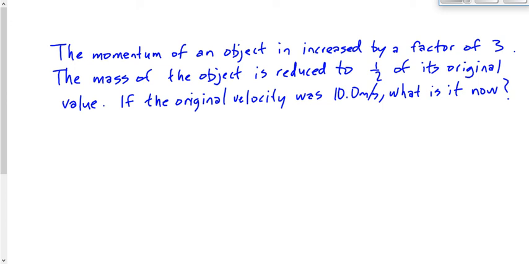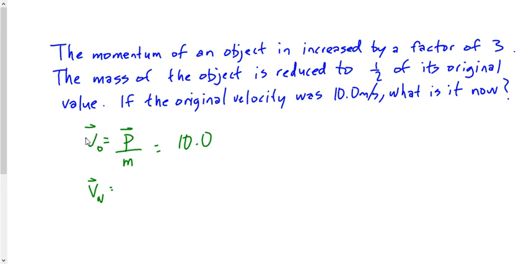The momentum of an object is increased by a factor of 3. The mass is reduced to 1/2 of its original value. The original velocity was 10. What is it now? Listen, the relevant equation here is V is equal to P over M. P is equal to M times V, but I have to rearrange it to get V is equal to P over M. This is my original value, and it's 10 meters per second. Now, I'm going to write down my new equation.